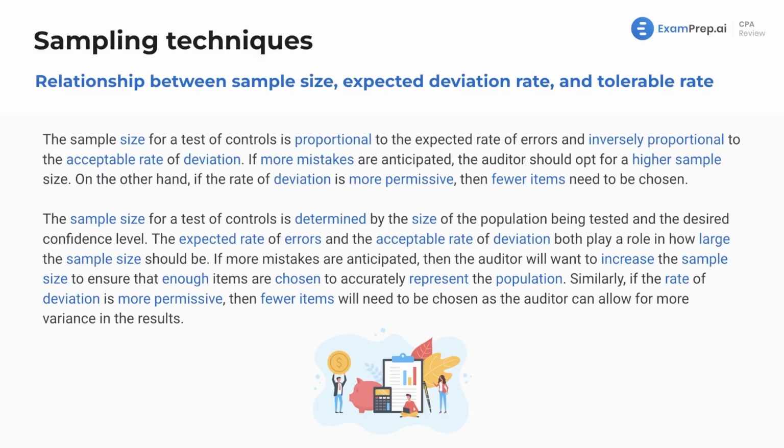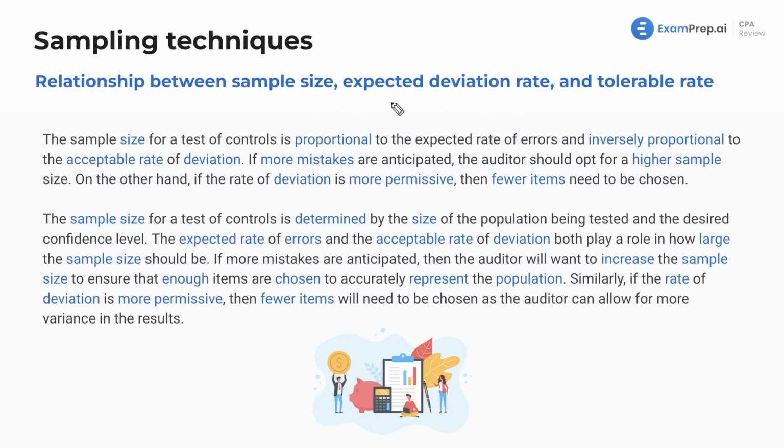Let's get back to our relationships between sample size, expected deviation rate, and tolerable rate. All right. And just generally, before even diving in here, okay, your sample size, we talked about that. You can select 10 out of 10,000, maybe that's your sample size. Now, your expected deviation rate, just generally speaking, think about the name.